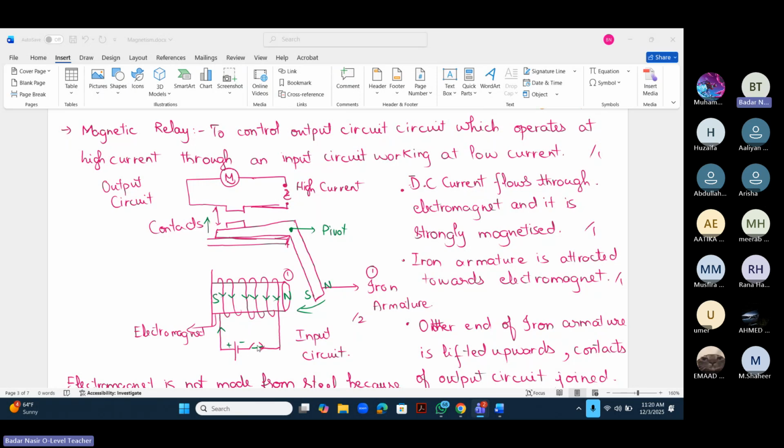When you turn off this switch, this electromagnet is instantly demagnetized. Armature moves away towards its original position, and the other end just moves down. These contacts are moved away, and the motor will stop working.